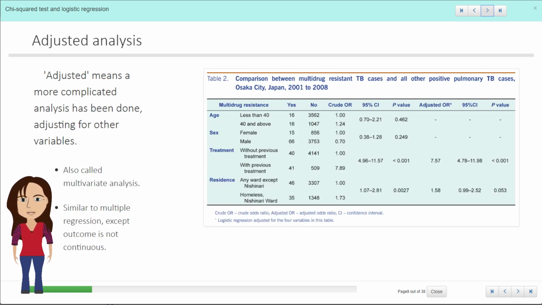When we look at an adjusted analysis, it means that a more complicated analysis has been done taking account of other variables. It might also be called a multivariate analysis because they've got lots of variables in it, and it's similar to multiple regression except that the outcome is not continuous. So in this table that I've given just as an example, they've put in crude odds ratios and also adjusted odds ratios, so that you can see how the odds of having, in this case, multi-drug resistant TB, based on not just whether or not you had that previous treatment, I think that's what they were looking at, but also adjusted for age and sex and residence.